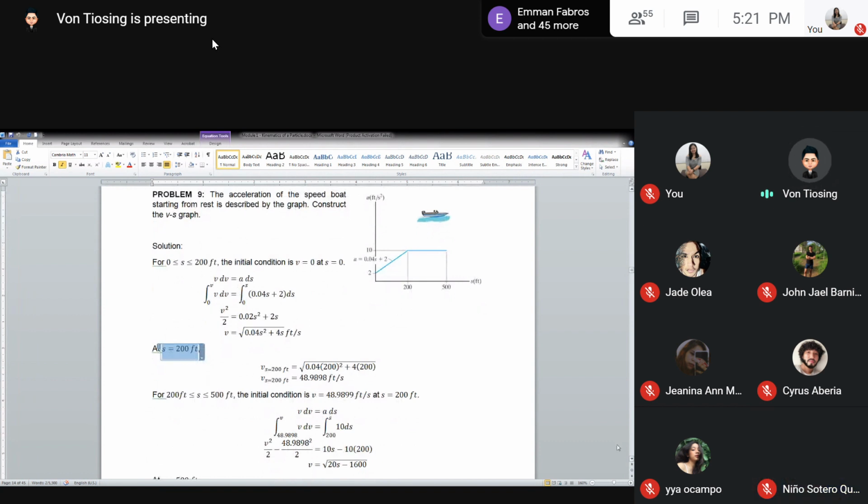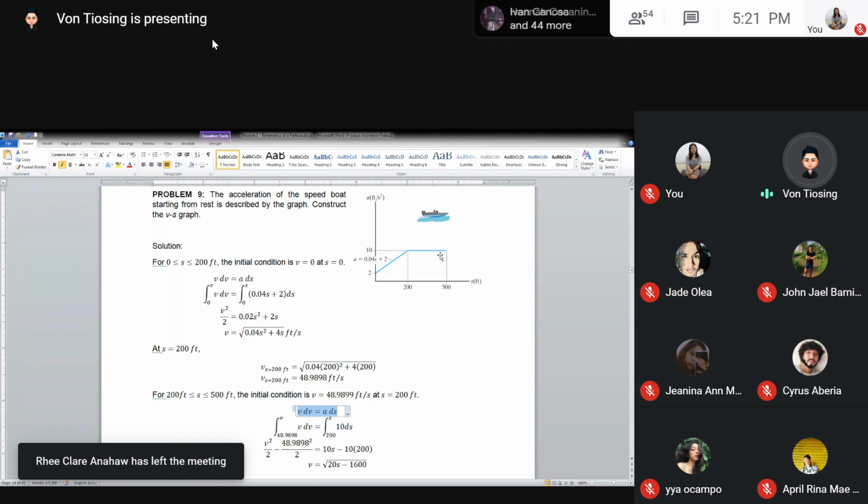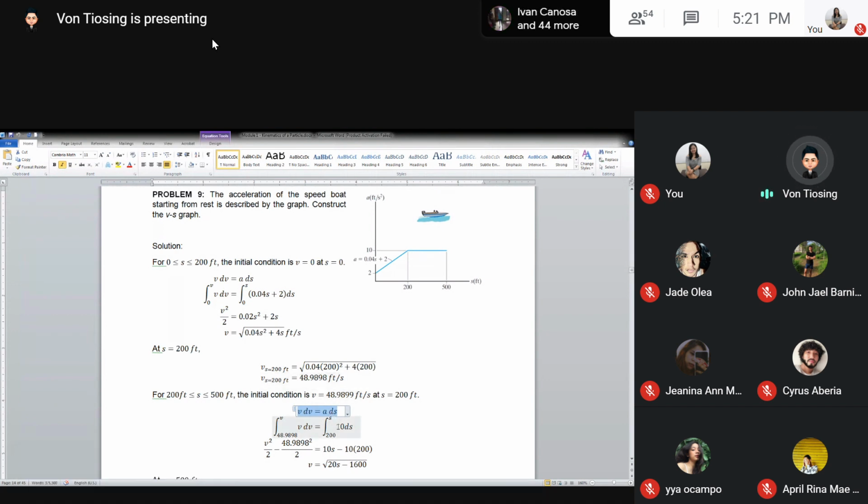Okay, so kagaya ng ginawa natin kanina, at s equals 200 is 48.99 feet per second when s equals 200 feet. So, ganun lang ulit ang gagawin natin. We are going to integrate VdV equals ADS. But this time around, ang acceleration ay constant na 10 feet per second squared. So, yun yung ilalagay natin dito. Okay? Ang initial natin, kailangan magkatapat yan. Okay, if s equals 200, the velocity is 48.99. Kagaya nung kanina. Kanina kasi when s equals 0, yung velocity ay 0 dahil wala namang binigay na initial condition.